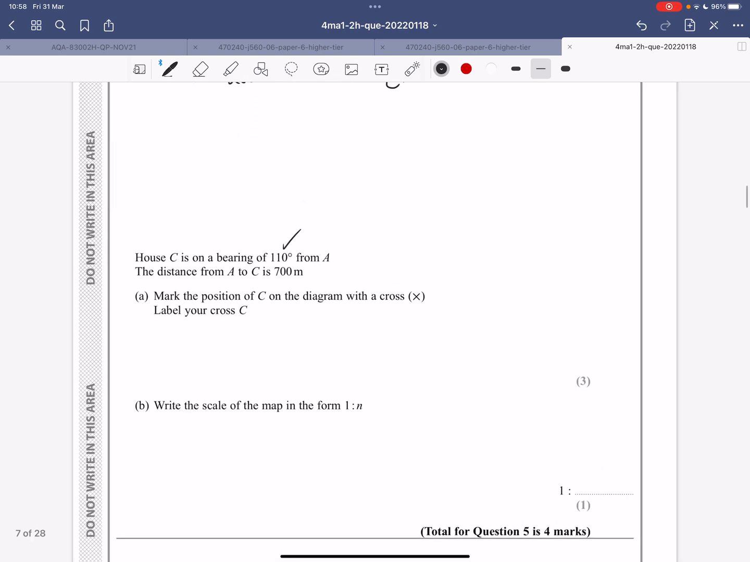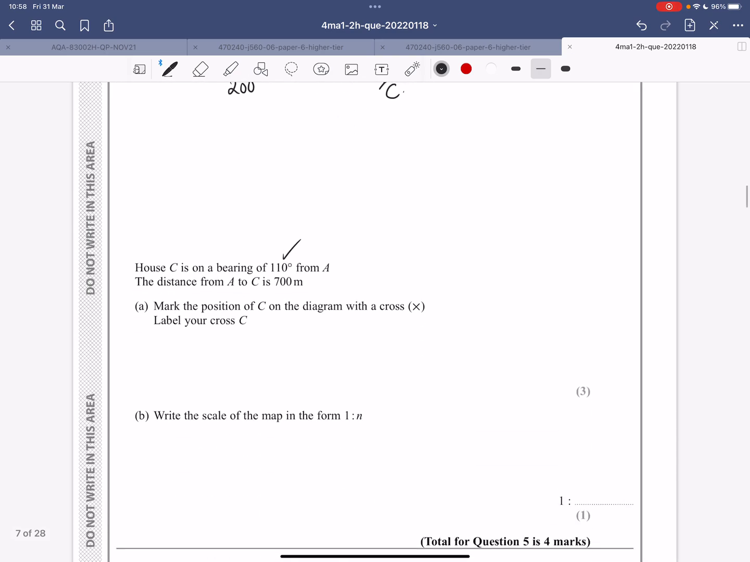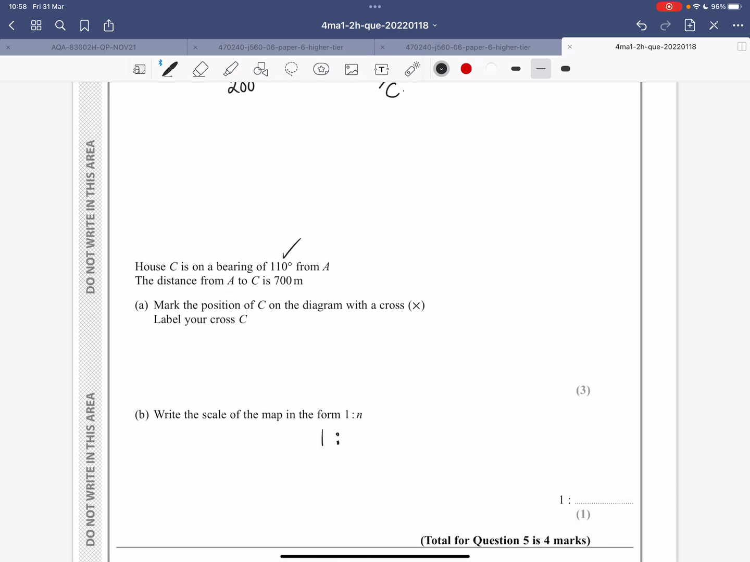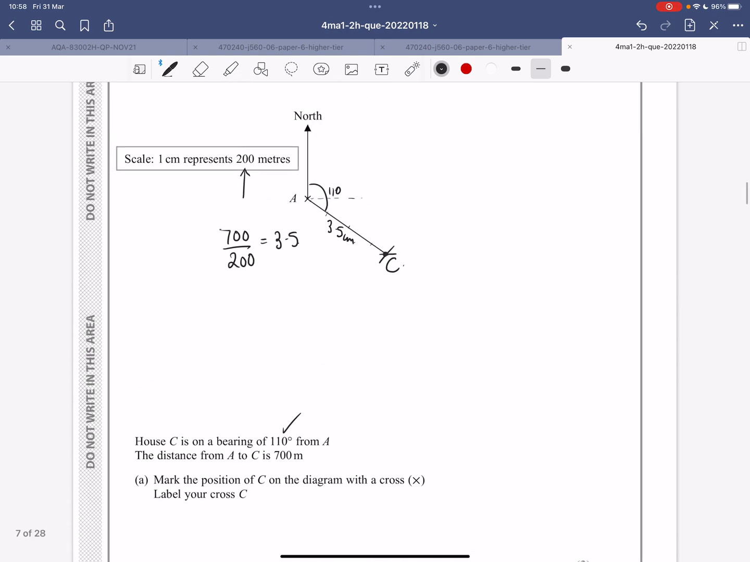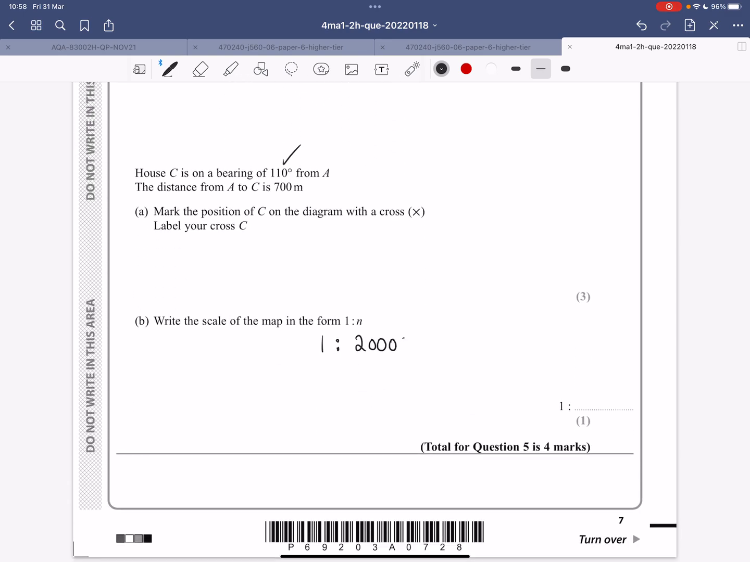Write down the scale of the map in the form 1 to n. So it's 1 centimetre is 200 metres, but we put another 2 zeros on because we've got to get to centimetres. 200 metres is 20,000 centimetres, and that's it.